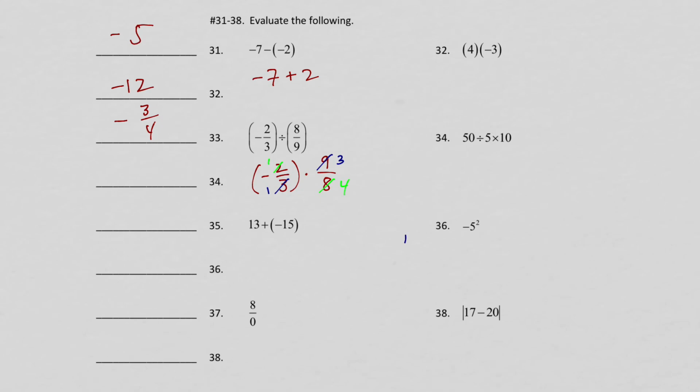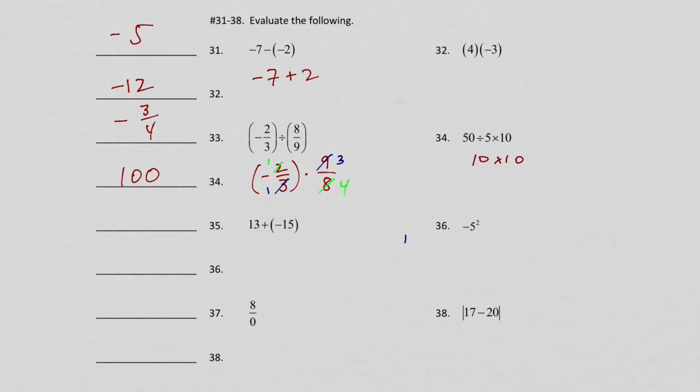Okay, be careful. Multiplication and division have the same level of priority, so you have to do whatever comes first, left to right. Since the division comes first, we've got to do that first. 50 divided by 5 is 10, and we get 100. The most common mistake here would be to multiply first to get 50, and then say 50 divided by 50 is 1.